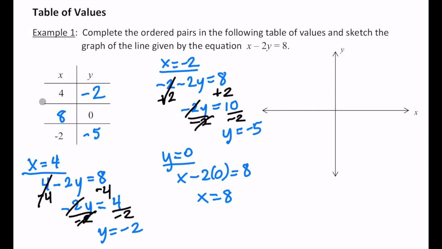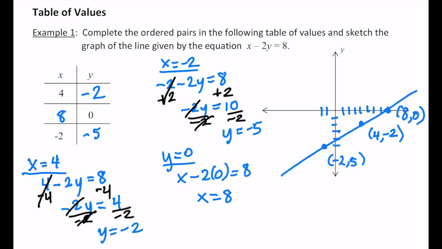Now to graph the line, we just plot the ordered pairs from this table and draw the line that passes through them. So here's the graph of the line that we get from this linear equation with two variables. You really only need two ordered pairs to graph a line because only one straight line will pass through 2 points. But it can be helpful to find a third ordered pair just to make sure that all three of them are correct. This is actually the same line that we were looking at before.